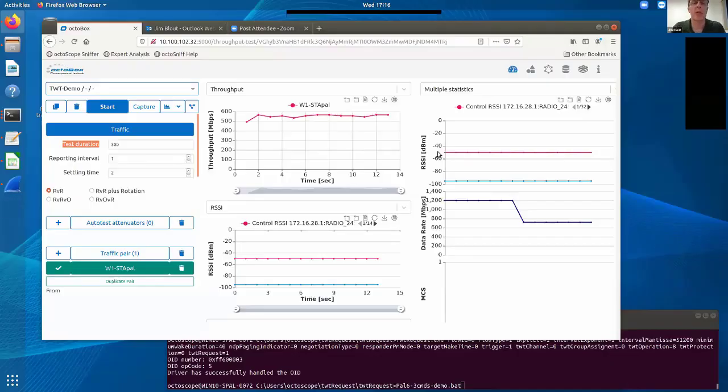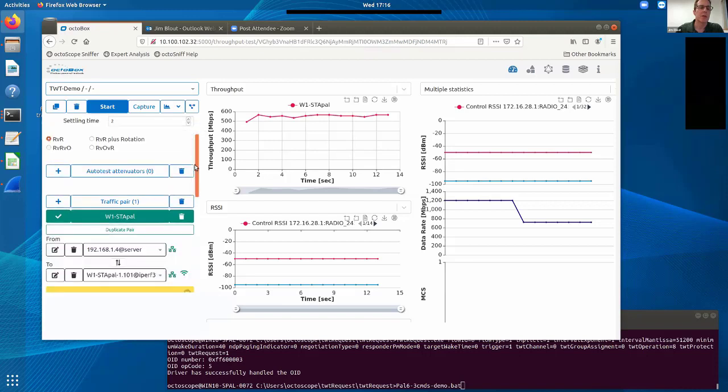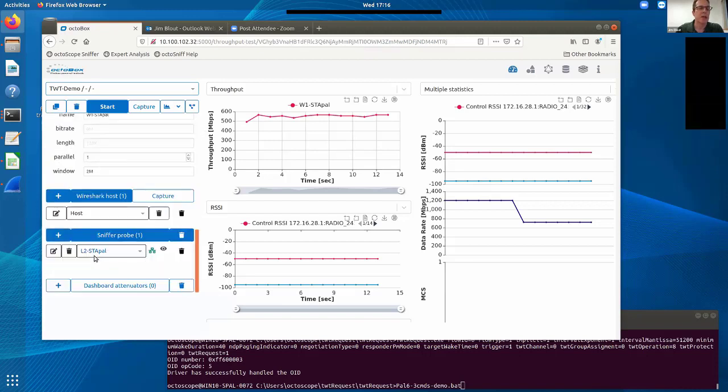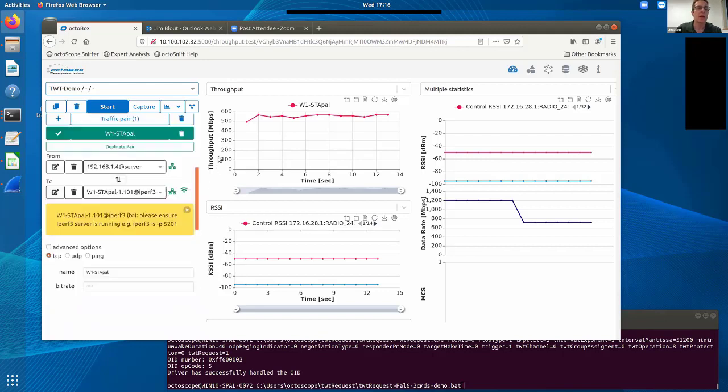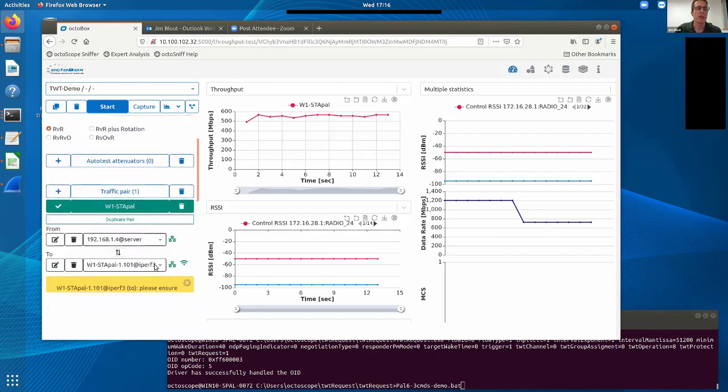So I've set up an OctoBox throughput test here, and we can just go through a few of the pieces. I have a Linux StayPal here that I can set up as a sniffer probe to do the capture for us. I've redirected the Wireshark output to a host, which is my local PC. I've got a Windows StayPal set up and associated as a client, and an Ethernet endpoint on the other side of the AP that's going to generate the downstream traffic.